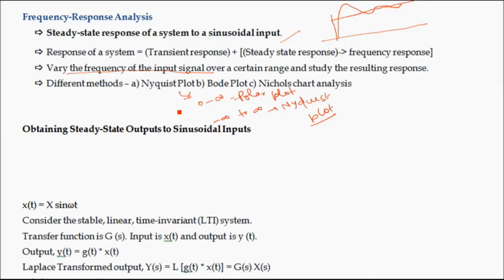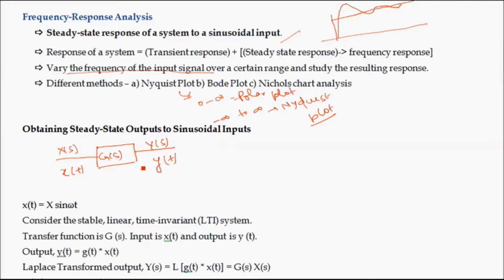So first we will try to understand how we get the steady state output to sinusoidal inputs. So consider a system whose transfer function is given by G(s), and an input X(s) is applied to it, and we get output equal to Y(s). The corresponding time domain input will be called as x(t), and time domain output will be called as y(t). So basically X(s) is our input in Laplace domain, and Y(s) is the output in Laplace domain.